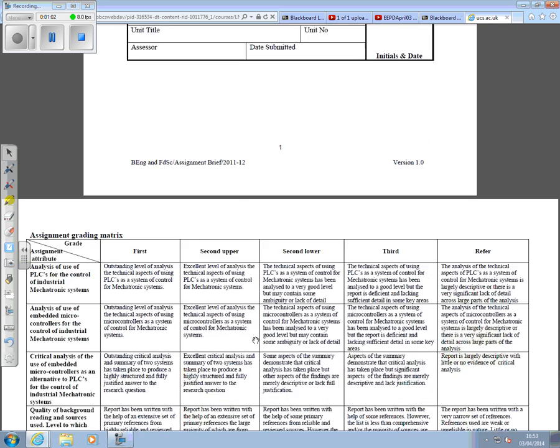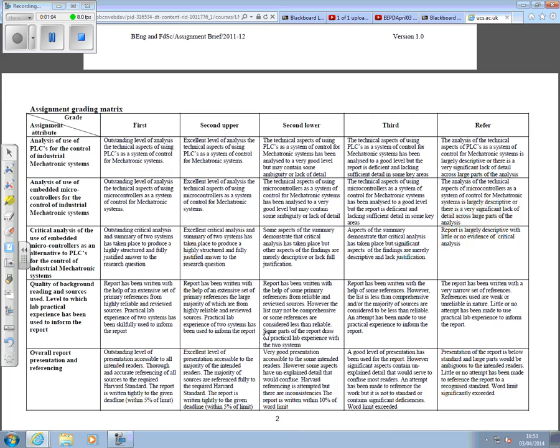Never mind, the grade matrix. Okay? I'm not going to go through that in detail, but if you want to get the best marks, you need to look at the grade matrix to see what standard I'm looking for to achieve the grade that you want to achieve.